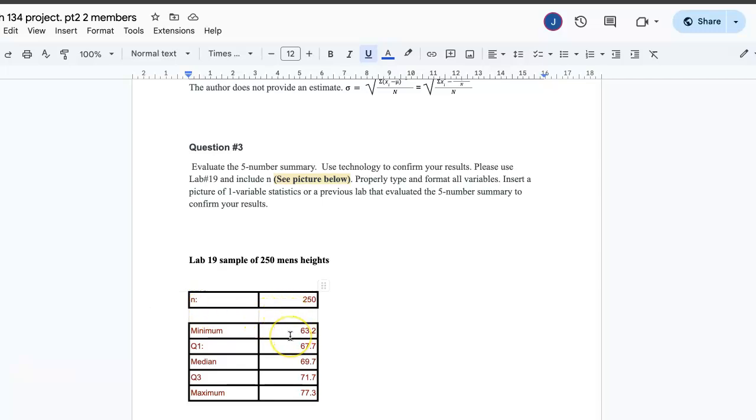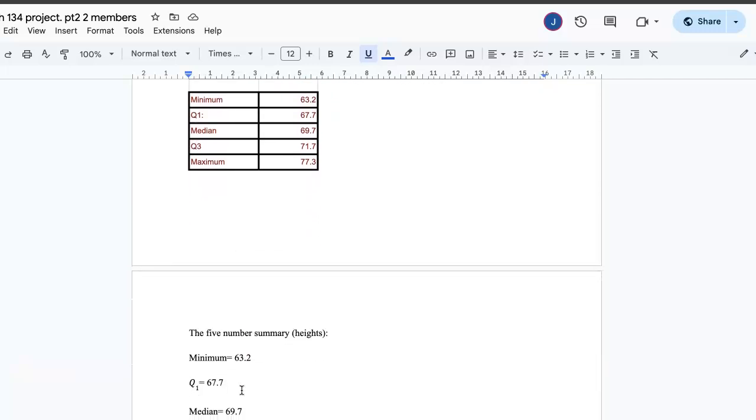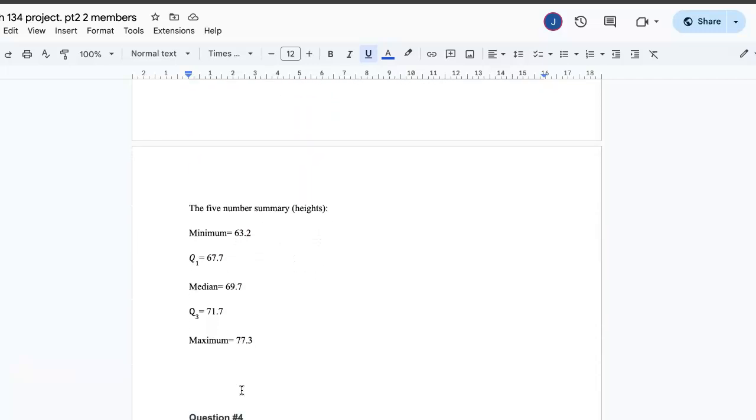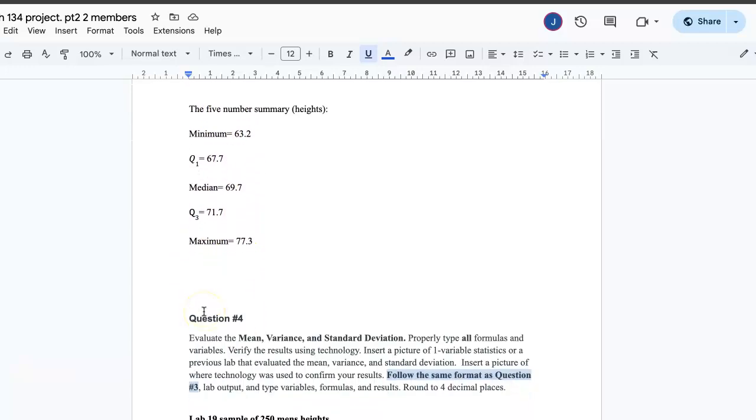Our minimum, 63.2. Our Q1, 67.7. Our median, 69.7. Our Q3, 71.7. And our maximum number, 77.3 inches. Not very tall, those guys. Here we have another summary of the 5-number summary.